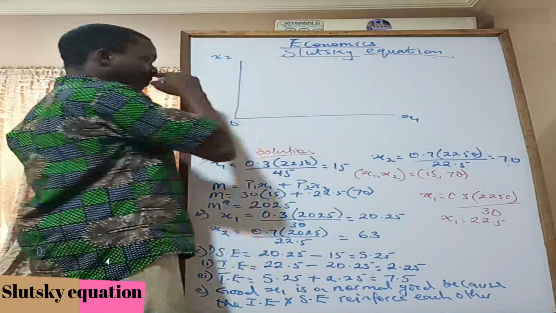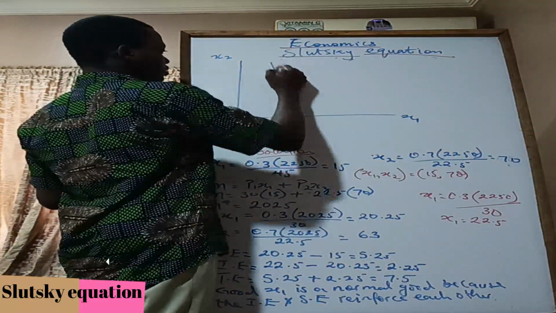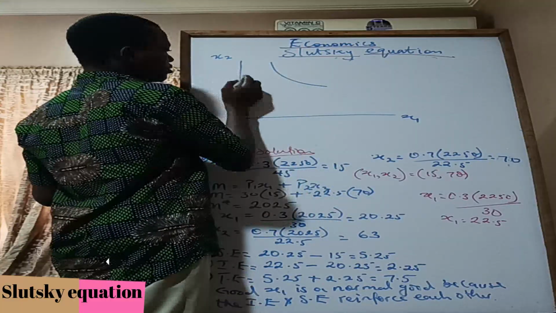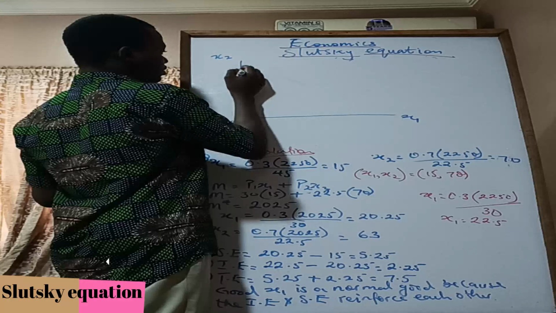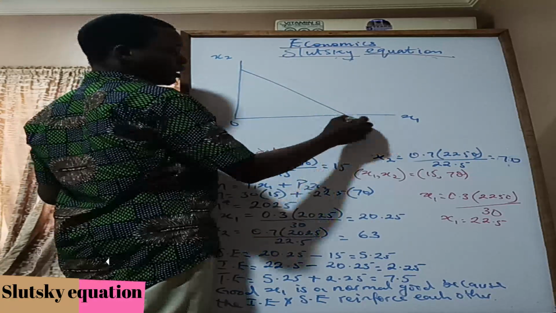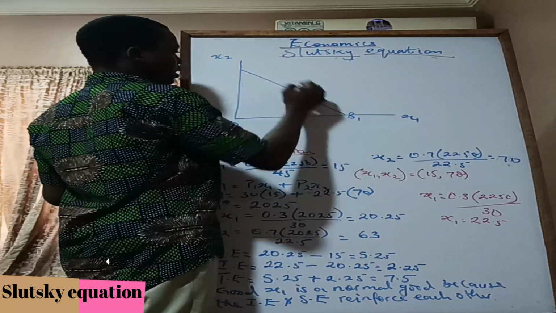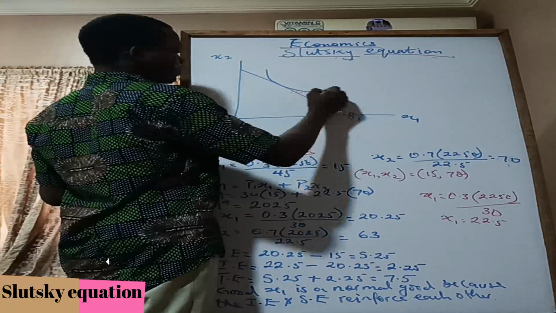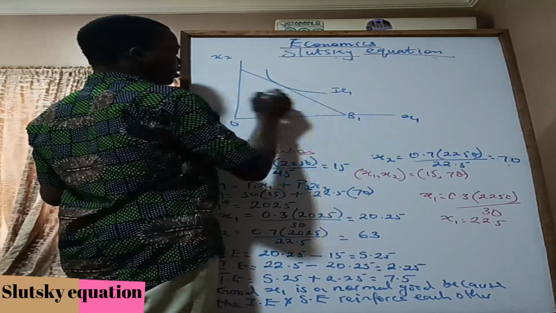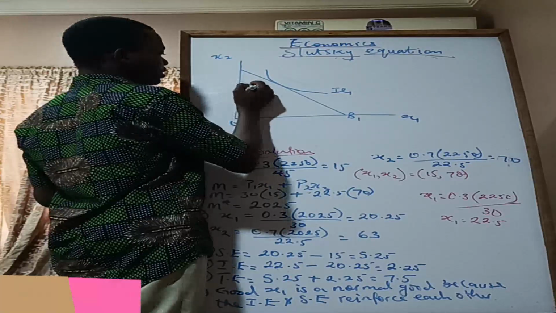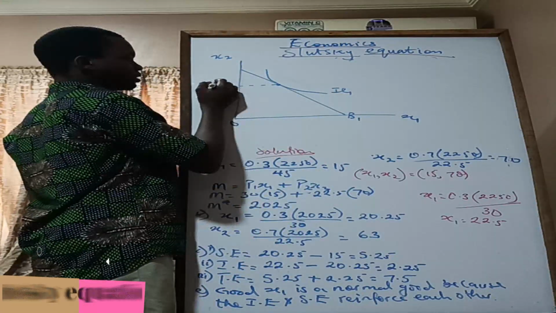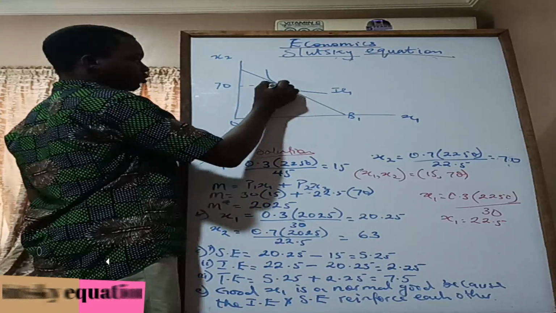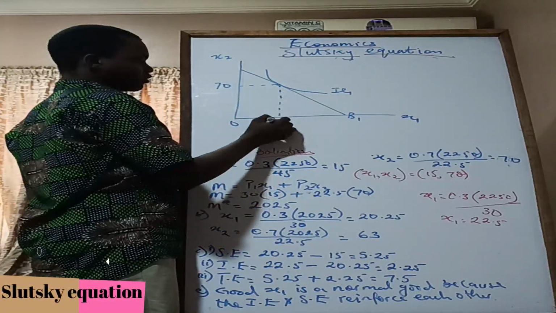Now, initially, the consumer was on this indifference curve. Let me draw this. On this budget line rather, I'm going to call B1, and then there's an indifference curve on it, IC1. So the initial equilibrium was where the budget line was tangential to the indifference curve. Your x2 there was 70, and then your x1 was 15.